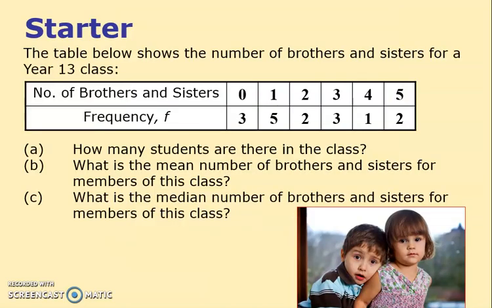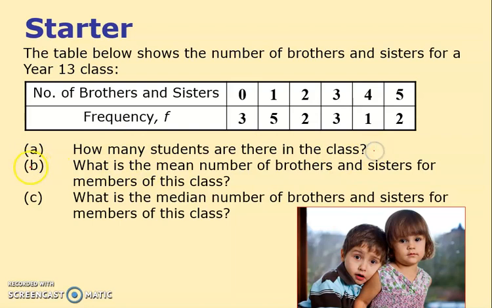Now first of all we've got a starter. It says a table below shows the number of brothers and sisters for a year 13 class. The idea being that there are 3 students in the class who had no brothers or sisters. There are 5 students in the class who had 1 brother or sister, and so on and so on. So a quick starter, just see if you can answer these questions. And this is really just basic GCSE maths. How many students are there in the class?